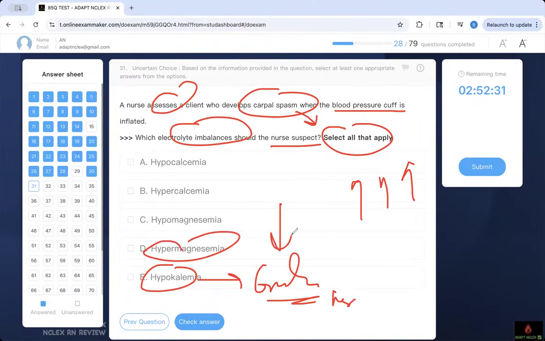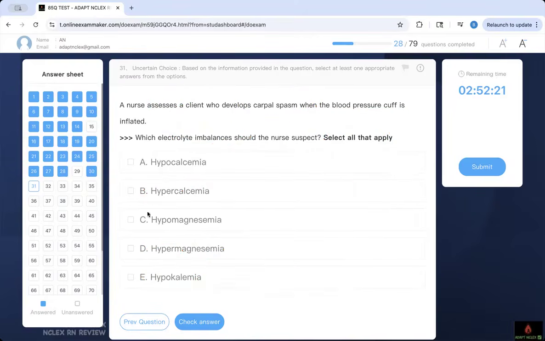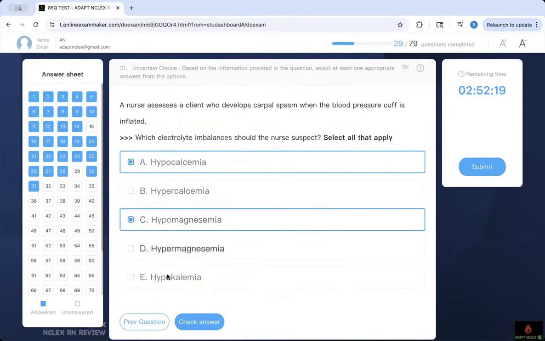Hypermagnesemia will lower your symptoms. Hypercalcemia will also lower your symptoms. You see what I'm left with? A bunch of hypos, and all the hypos are your right answer.